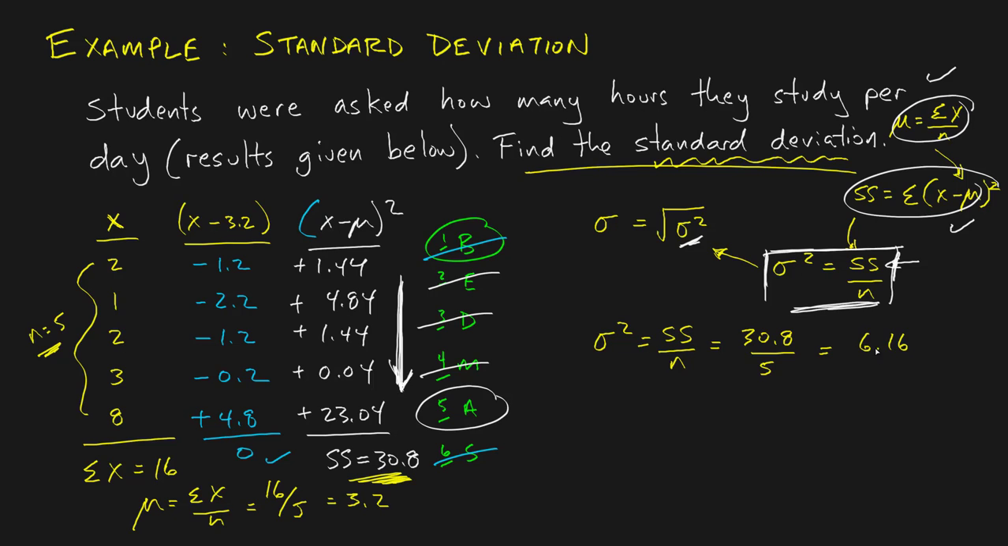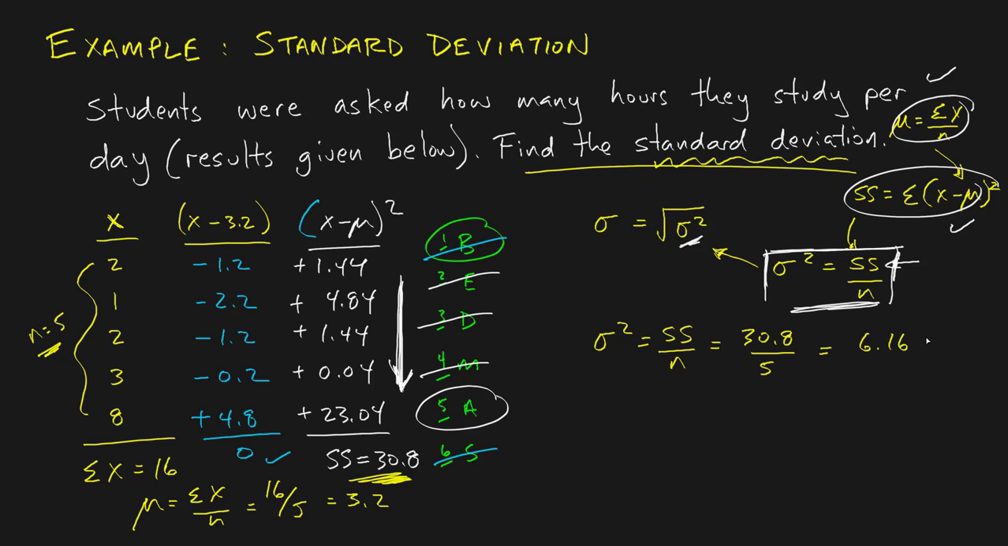Now, why would we want to do that? Why would we want the standard deviation? Well, think about what it is that we're looking at here. Students were asked how many hours they study per day. So these are a measure of hours. What is this, 6.16? What does that mean? Well, this is a measure of variation. It means that there is some variation. It's not a 0.